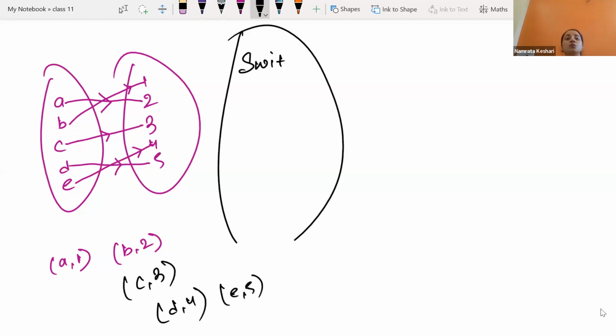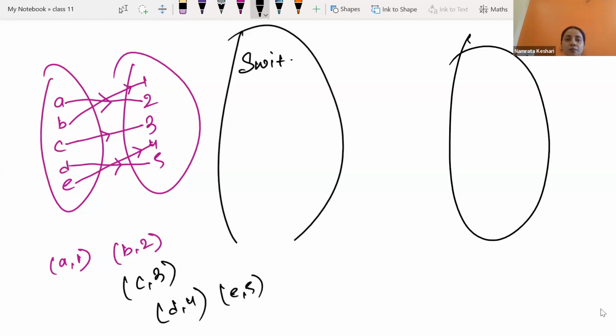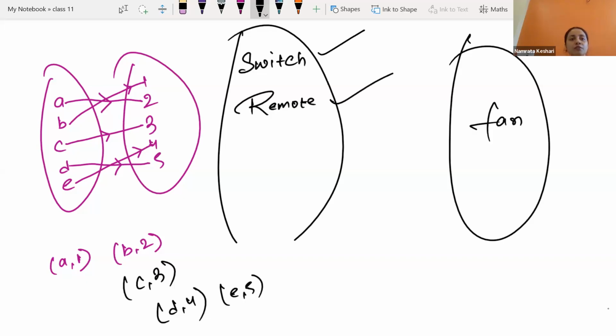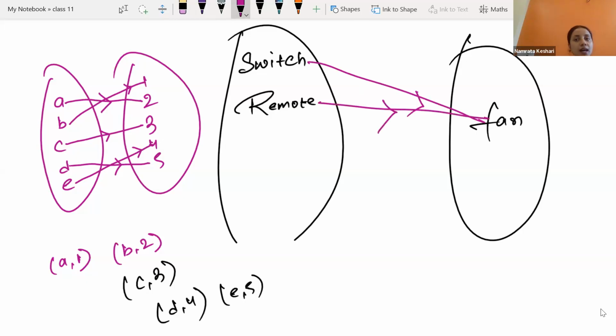Okay, and this is also allowed. Suppose we have a mapping diagram like this. Suppose here only two elements are in the first set. The first element is switch, the next is remote. When we press the switch, the fan is on. We have one more option: when we press the remote, the fan is on. So this is allowed in a function.